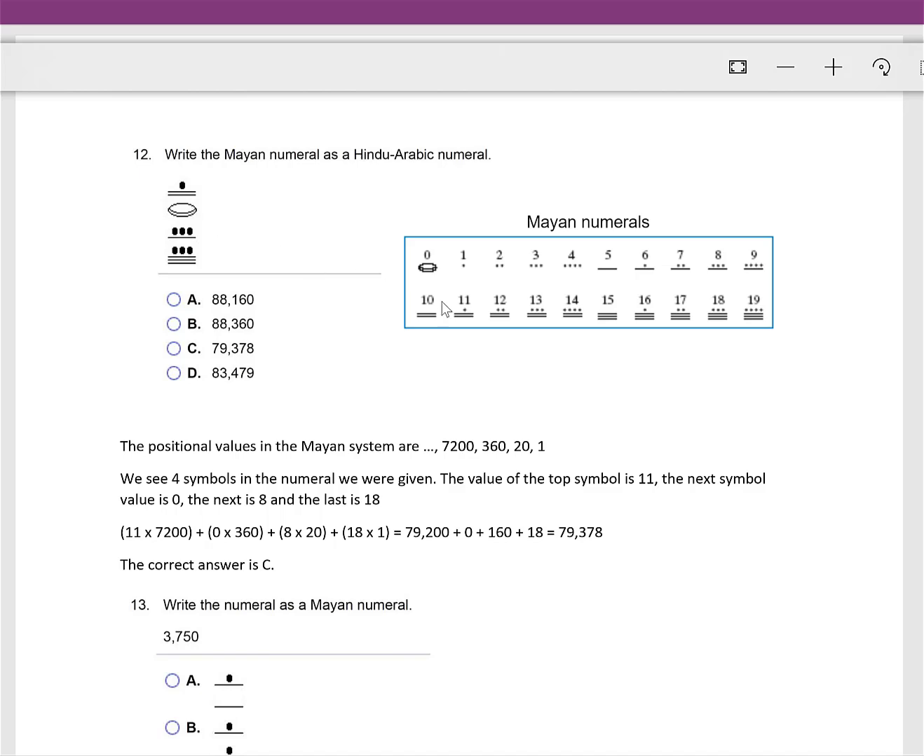The top value, if we look on our table here, is worth 11. And that's going to be worth 7,200. So we're going to have 11 times 7,200 for the top position. And then the next position is actually a 0. And then the next position, this is worth 8. And the value of that position is 20. So we have 8 times 20. And then finally, in the last position, we have a value of 18 times 1. We're going to go ahead and multiply that out, add them all up, and we get 79,378, which is choice C.